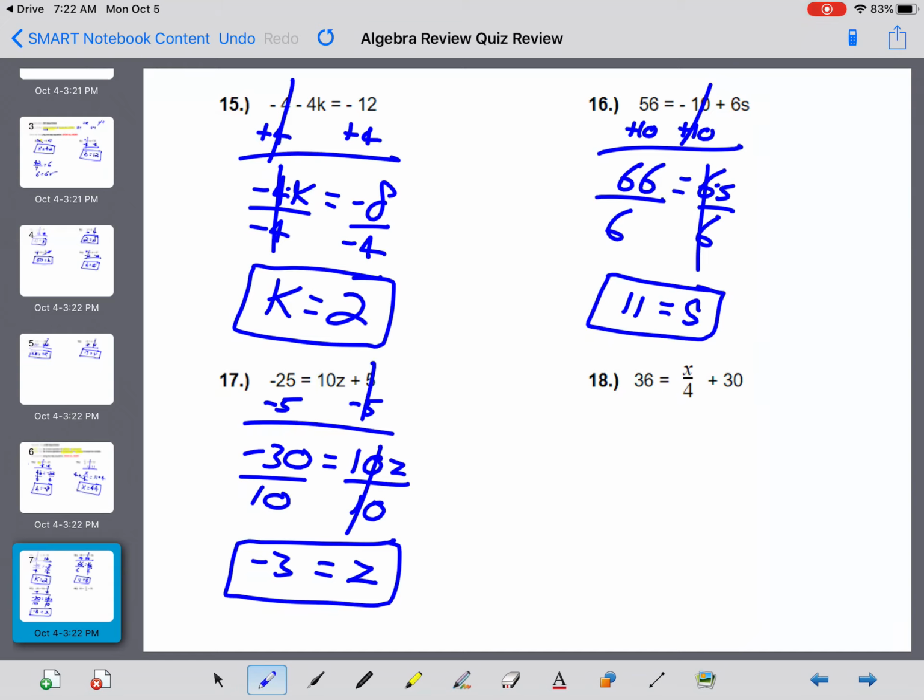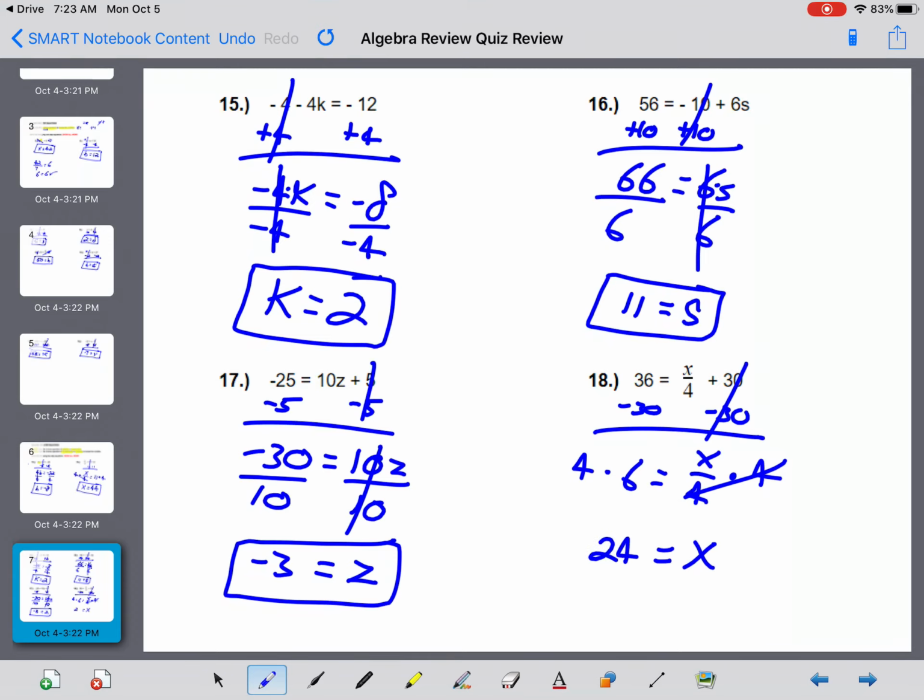36 equals x over 4 plus 30. Subtract 30 on both sides, and you get 6 equals x over 4. To isolate x, it's being divided, so you need to multiply, and we get x equals 24.